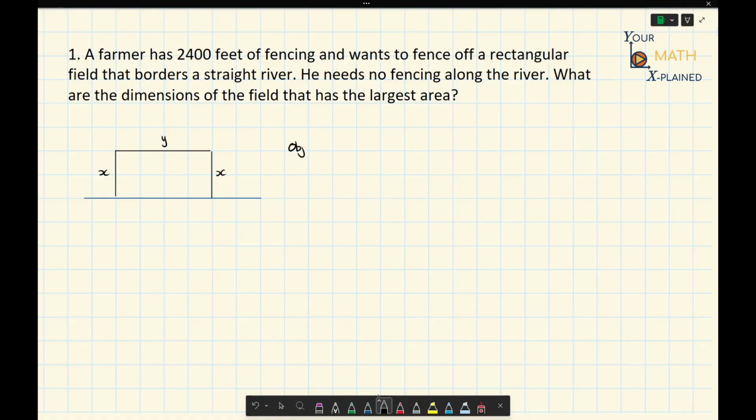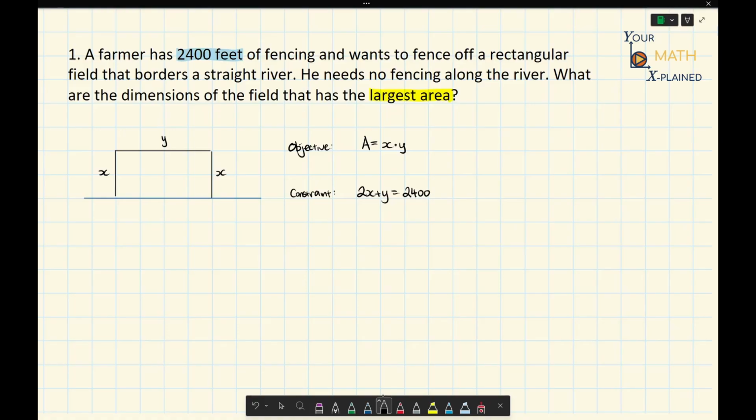So now let's go ahead and write down our objective equation. The objective here is to get a rectangle with the largest area. So that tells us we're going to write down the equation of the area of this rectangle. So that's going to be A is equal to x times y. Now our constraint is going to be the limited amount of fencing that we have. And we have exactly 2,400 feet of fencing. So this means our 2x plus y must be equal to 2,400.